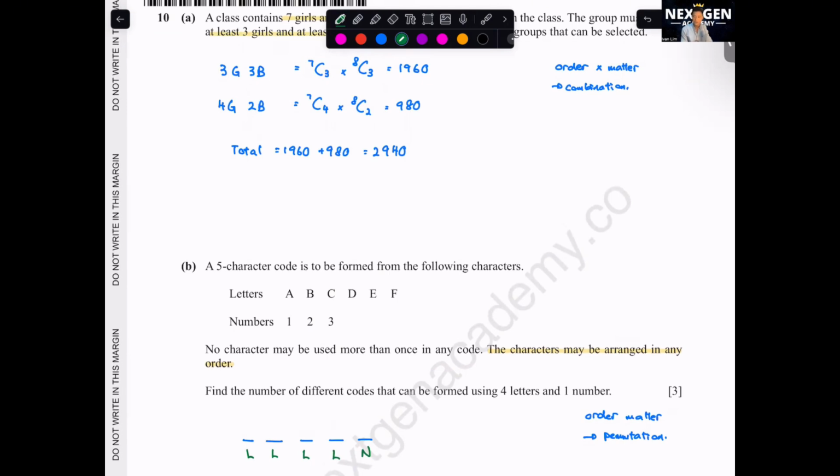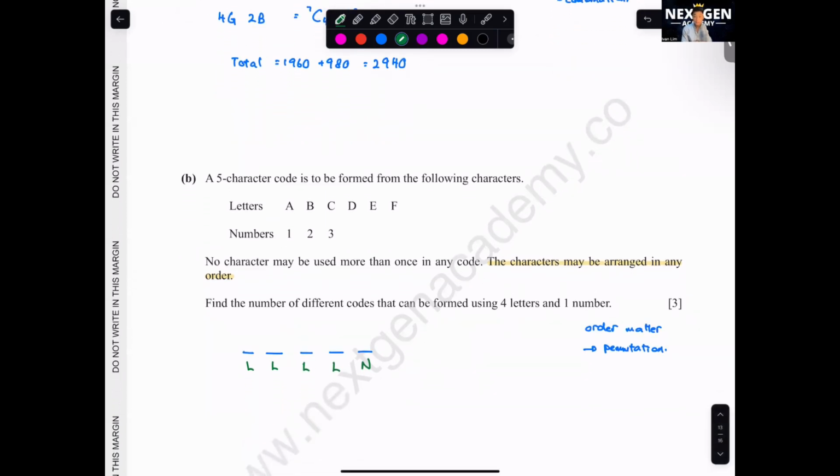Yasmin said no. It can also be N, L, L, L, L, or L, N, L, L, L, right? So we can move the N position, and then all the other spaces you fill up with your letter L. So how many more different arrangements can we do? N can be here, here, here, and here. Four more, right? So in total you have 5 different arrangements. Got it?